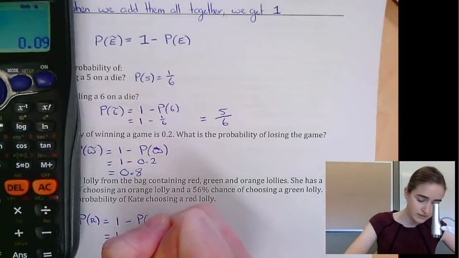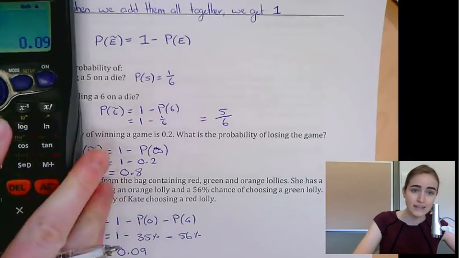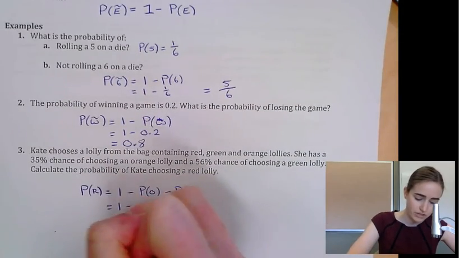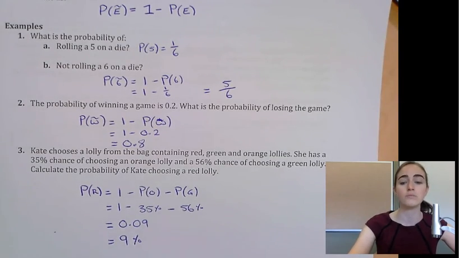Which would give us 0.09. And if we want to write that as a percentage, then we're going to times by 100, which would give us 9%. So that's a quick introduction to complementary events.